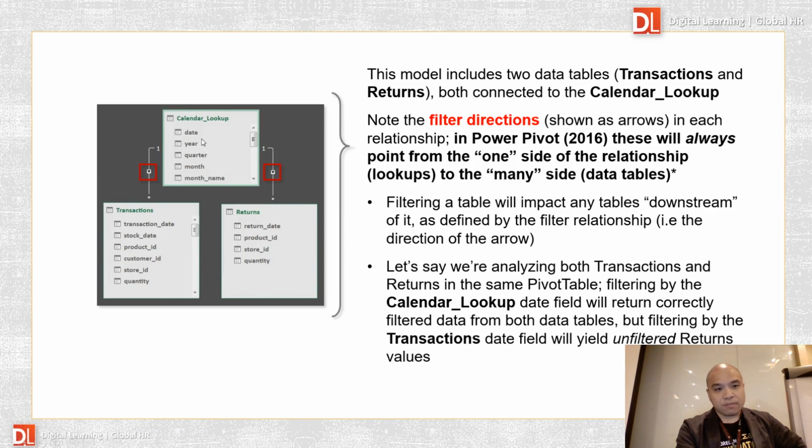That means all the information is retrieved from the calendar lookup table to retrieve the information from the return table. The direction points from the calendar lookup table to the transaction table. So we use the key from the calendar lookup table to retrieve it. This is the direction of the retrieving operation.